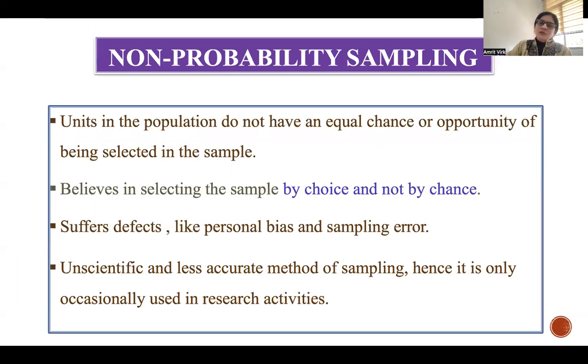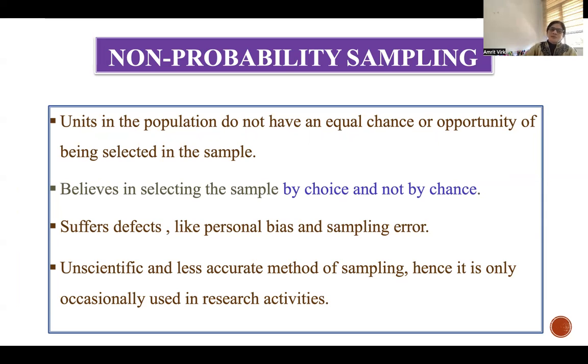Now moving on to the other type of sampling, that is non-probability sampling. Basically, the key feature here is that in this type of sampling, the researcher believes in selecting the sample by choice and not by chance.